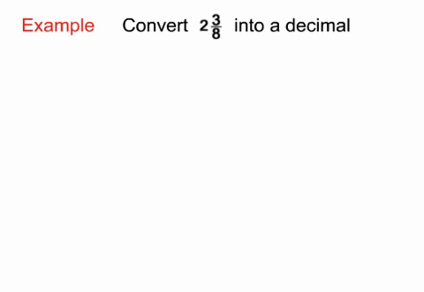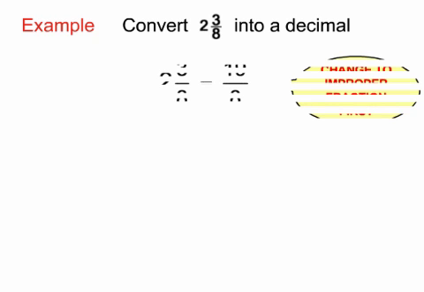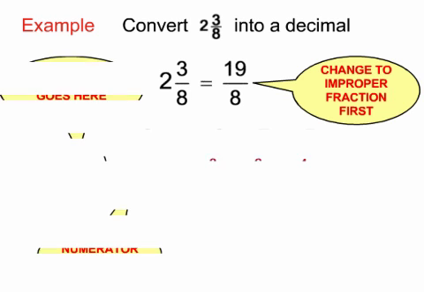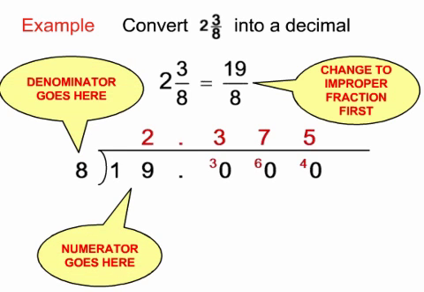Now let's convert a fraction into a decimal. Here's the fraction 2 3/8. The first thing we do is to convert this mixed fraction into an improper fraction. So 2 3/8 is 19 over 8. 19 over 8 means 19 divided by 8. So when we turn it into a decimal, we have to use the process as shown. Notice that the 8 goes outside of the division and the 19 goes inside.